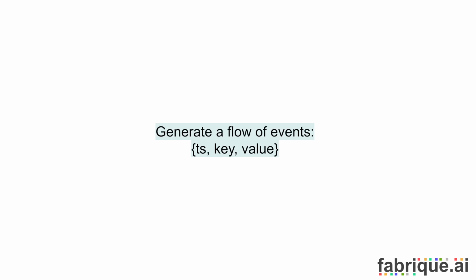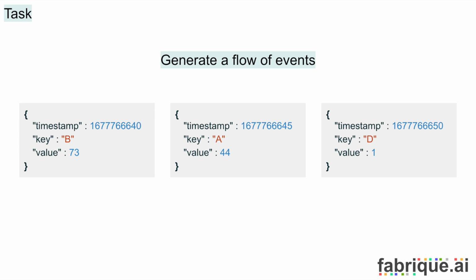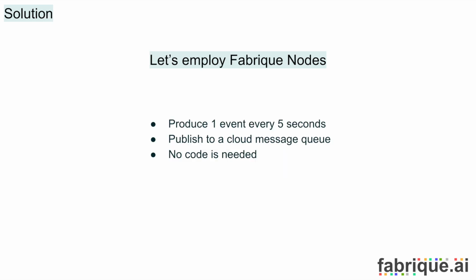Hi, in this video we will look at how to use Fabric nodes to generate a stream of events. It's often needed to have a synthetic flow of events to feed other projects. Say, simple events having a timestamp, a key, and a value. Let's employ Fabric nodes to generate a simple flow of events. The events will be published to the Cloud Message queue. No code is needed.